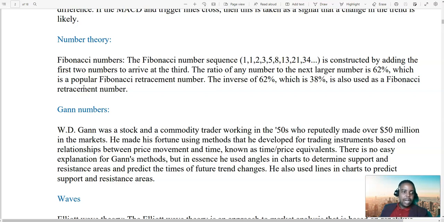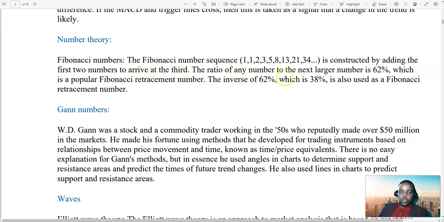It's a number theory. Fibonacci, I think, was an Italian mathematician. The Fibonacci number sequence starts with 1 plus 1. You'll have 1, 2, 3, these numbers right here. You say 1 plus 1 equals 2, 1 plus 2 equals 3, 2 plus 3 equals 5, 5 plus 3 equals 8, 5 plus 8 equals 13, and so on. That's the basic way the Fibonacci sequence works. It is constructed by adding the first two numbers, as I explained, to arrive at the third.